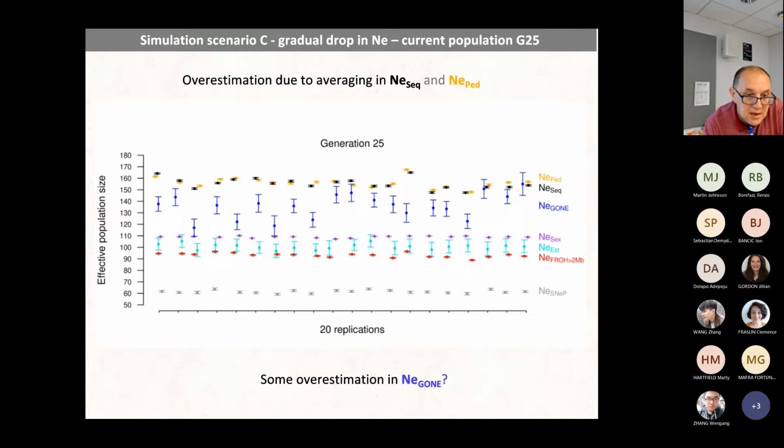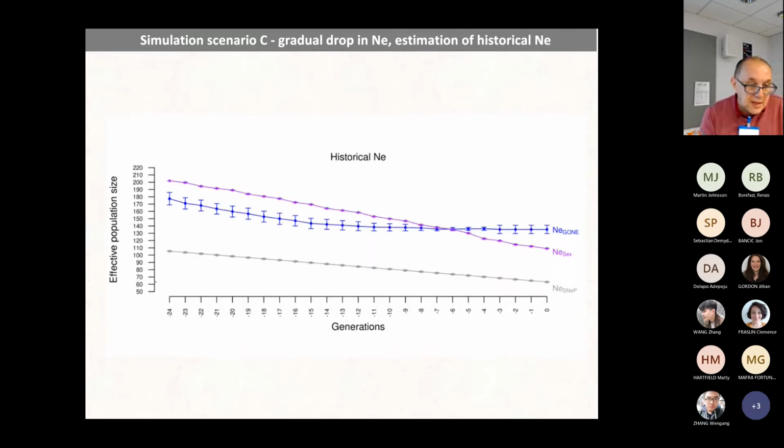And this is the gradual scenario. In the gradual one, GONE was a little bit up, while here the NA estimator was relatively more stable, with some overestimation on NA GONE. And this is historical, so you would see there is some deviation, and then in the last generation, some very small deviation from the ideal situation.